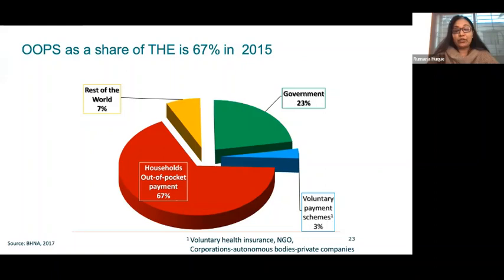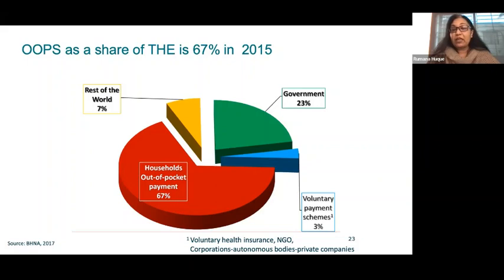So if we look at this diagram, it shows how much resources are spent by out-of-pocket health expenditure, or government, or the rest of the world, or voluntary payment schemes. So in Bangladesh, if we spend 100 taka on health, out of this 100 taka, households spend 67 taka by themselves out-of-pocket, or US dollar, whatever unit we use. So 67% of total health expenditure is actually borne by the people themselves. This is the out-of-pocket expenditure. It is really very high.